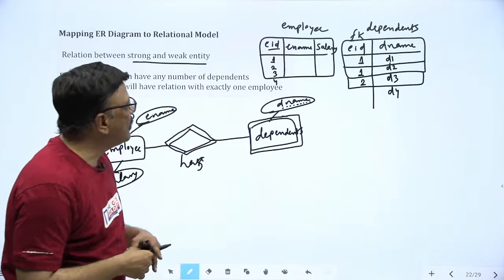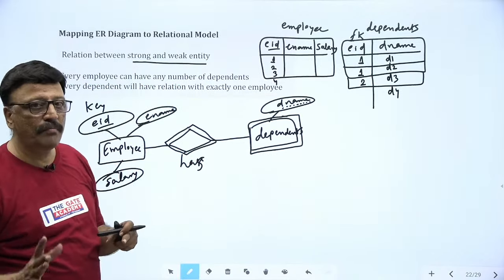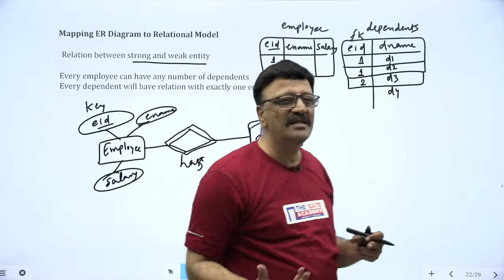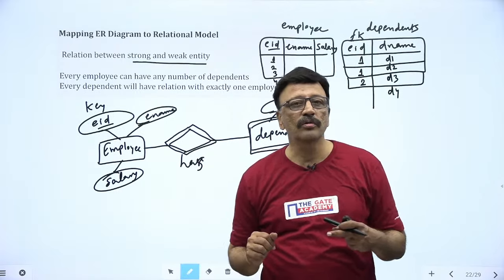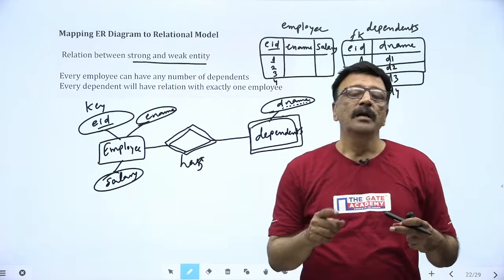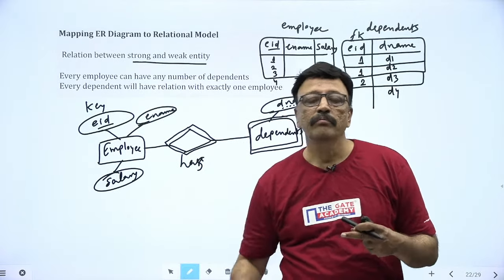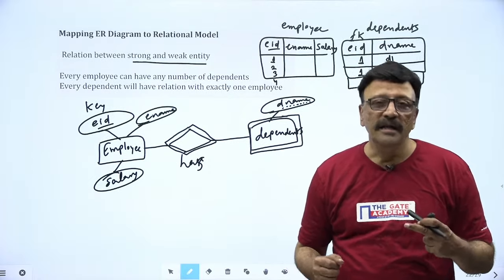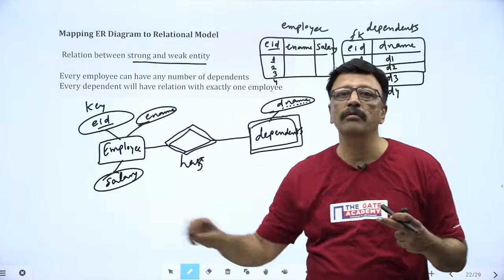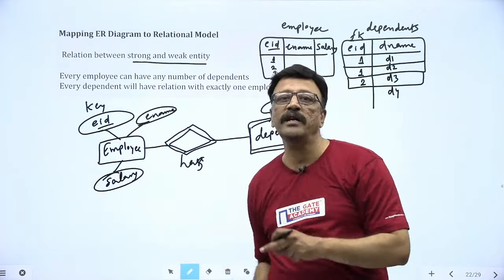But rules are to be remembered. But logically, if you understand them, it becomes very easy. One to many, what do you do? In one to many, the key attribute of the one side becomes an additional column of the many side. Many to many? For the relation itself, for that rhombus itself, you create a new table. And the key attributes of both sides become columns of that new table.